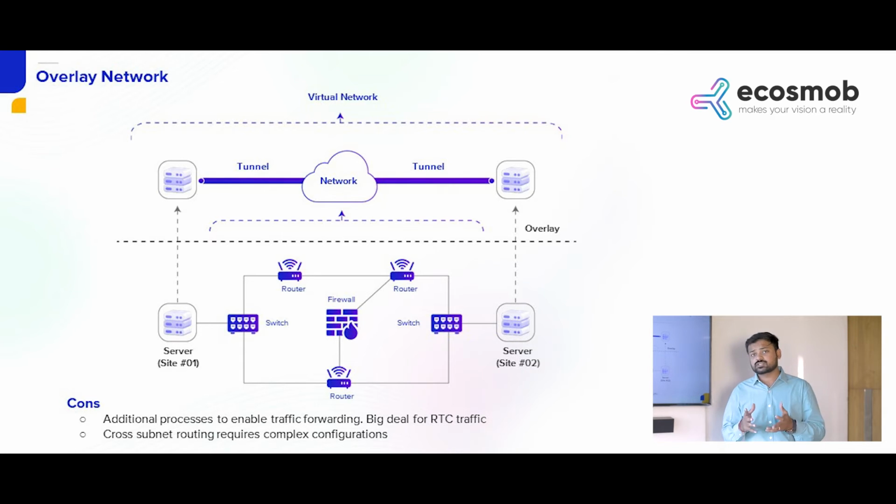And next is cross subnet routing, which can become very, very complicated. I don't think that underlay network behaves better with this, but in case of overlay network, it just becomes more and more complex. So what we need to do here is find something which has the advantages of underlay network as well as overlay network, and that's where Calico comes very, very handy.